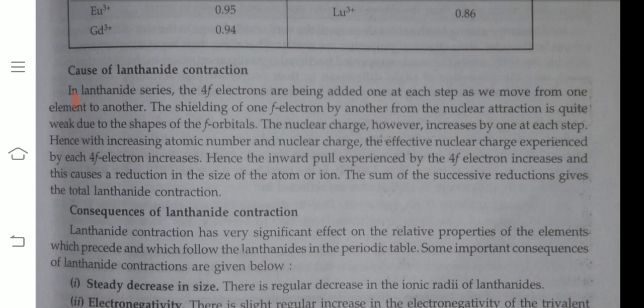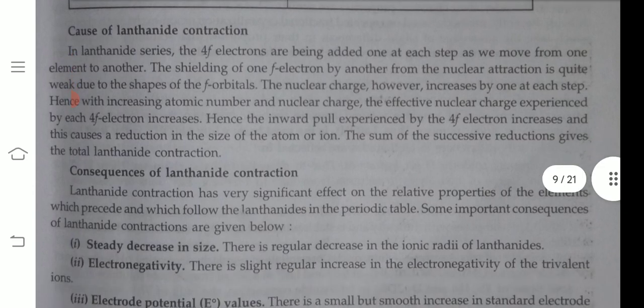The nuclear charge, however, increases by 1 at each step. Hence, with increasing atomic number and nuclear charge, the effective nuclear charge experienced by each 4f electron increases. Hence, the inward pull experienced by the 4f electron increases, and this causes a reduction in the size of the atom or ion. The sum of the successive reductions gives the total lanthanide contraction.